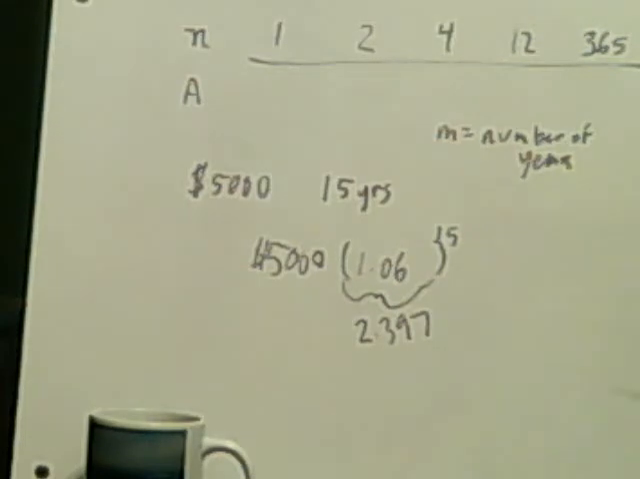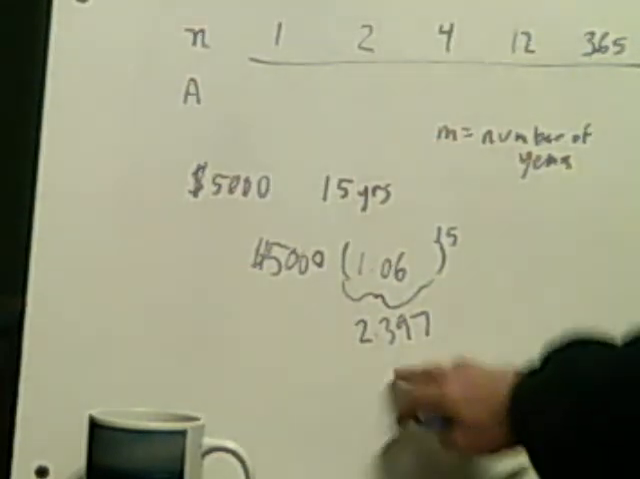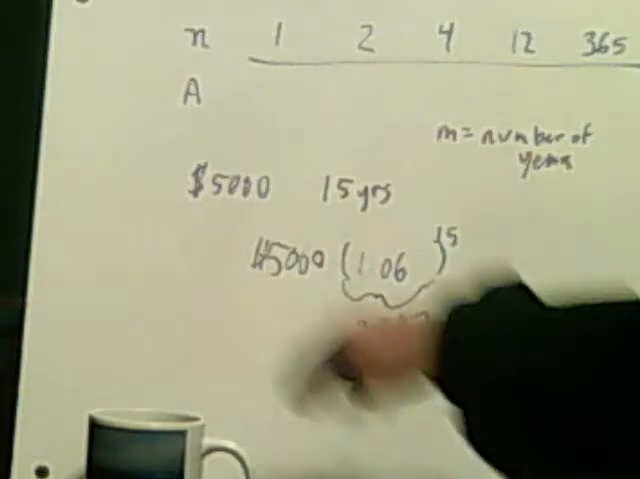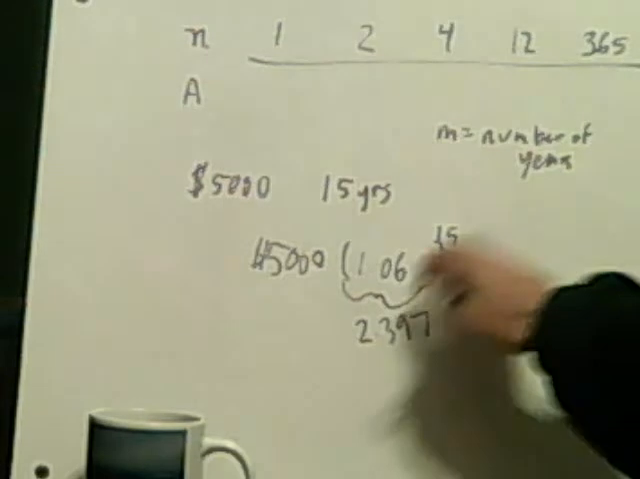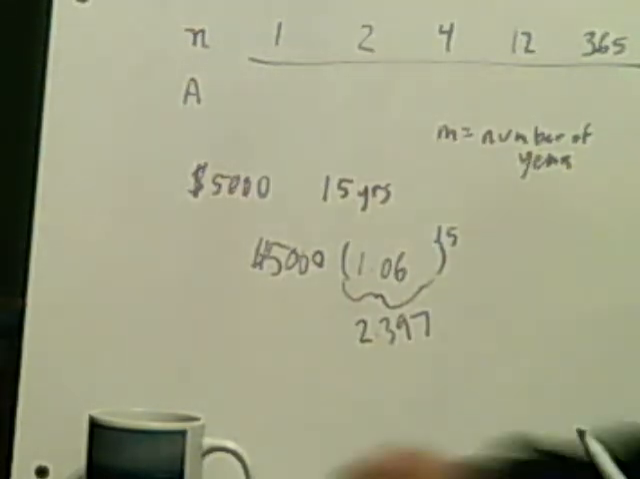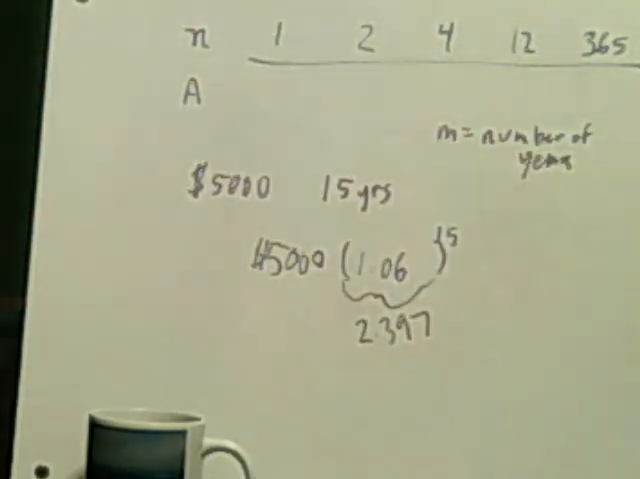Okay, so you're going to more than double your money. More than double your money. And if I multiply that by 5,000, I'll get the actual number of dollars, which is what they're asking you for. But getting the numbers into this formula is the challenge here.